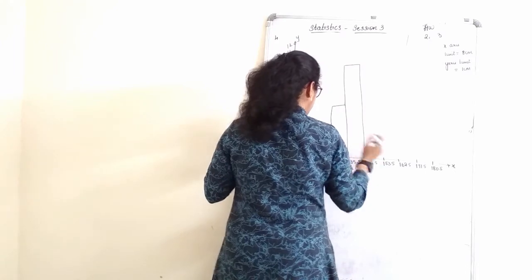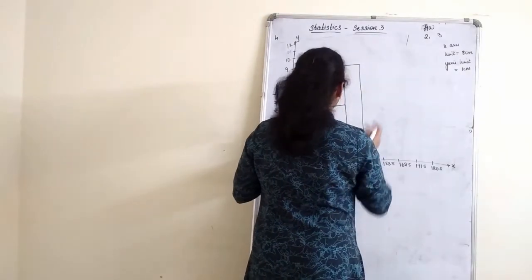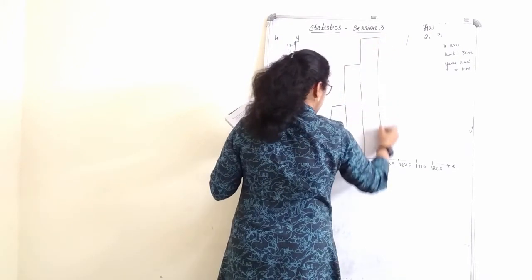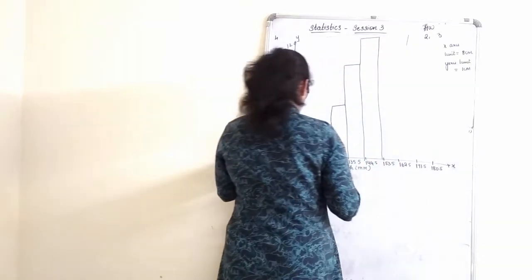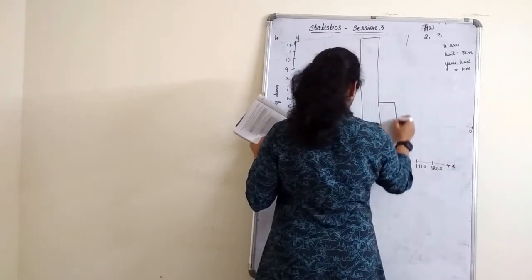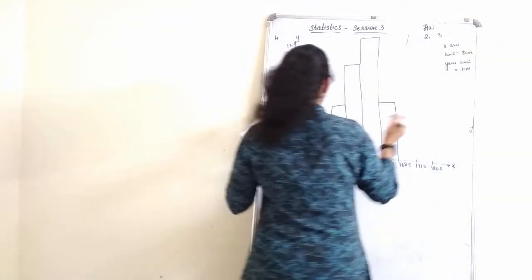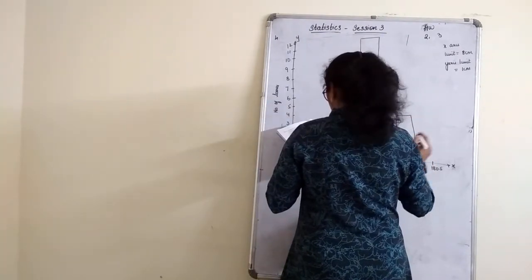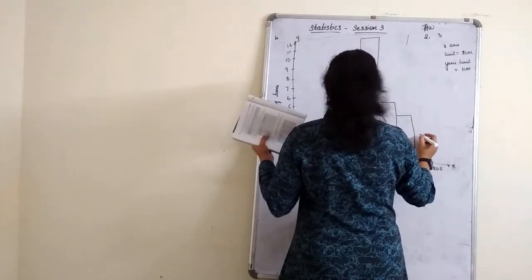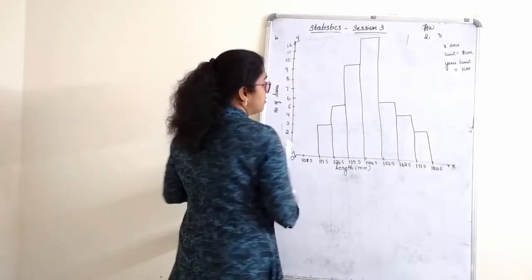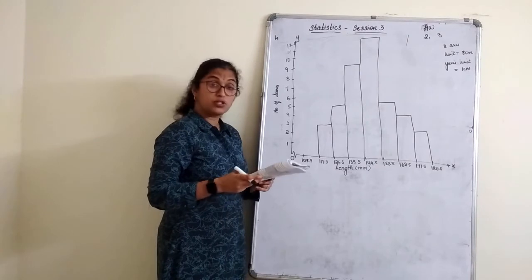Do it neatly with the scale. 144.5 to this is 12. After 12 is 5, somewhere here. After 5 is 4. After 4 is 2. Done? Very clear? This is the histogram.